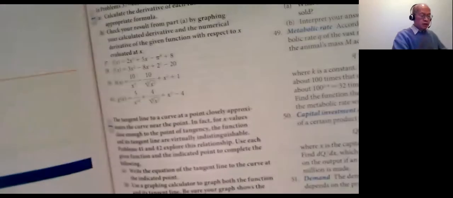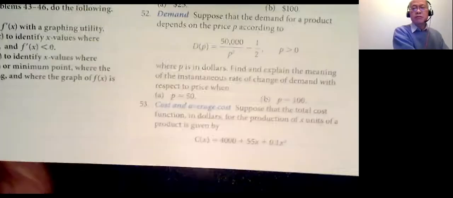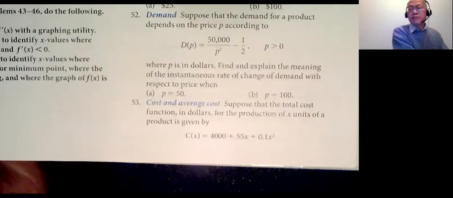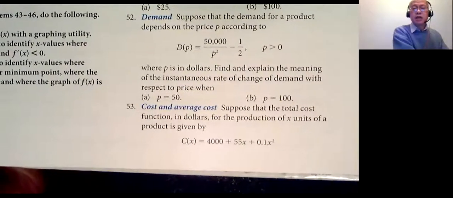Okay, the last problem is 53, and then I'm done. Although it'll take a while to finish that one, I think. Oh, yeah, maybe I have time to go back and do number 30 also, but let me show you 53. So even though I'm sort of down to the last problem, I'm not quite finished, but maybe 5-10 minutes at the most. Cost and average cost. You have a cost function, C of x is equal to 4,000 plus 55x plus 0.1x squared. Turn the page.